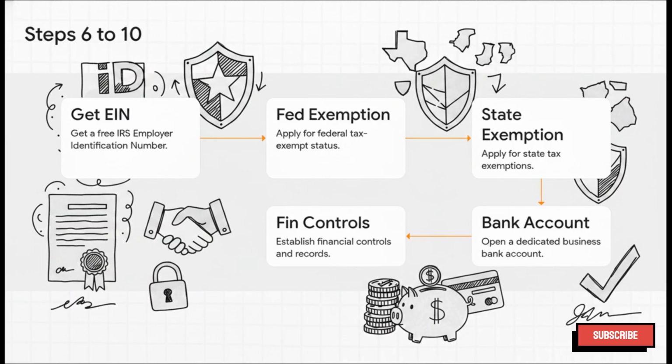Step 7 is officially applying for your federal tax-exempt status. Step 8, and a lot of people miss this one, is remembering that federal and state governments are totally different. So you usually have to apply for state tax exemptions separately. Step 9 is opening a dedicated business bank account using that shiny new federal ID you just got.